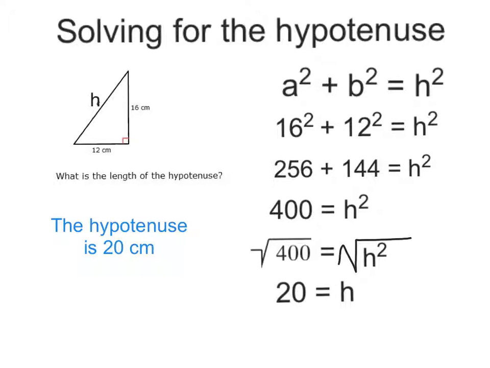To find the side length of h, we have to perform the inverse operation of squaring, which is finding the square root. So if we find the square root of the right-hand side of the equation, we also have to find the square root of the left-hand side of the equation to keep it balanced. So the square root of h squared is h, and the square root of 400 is 20. So the length of the hypotenuse in this triangle is 20 centimeters.